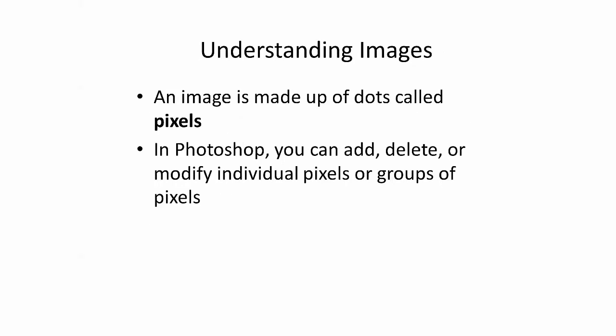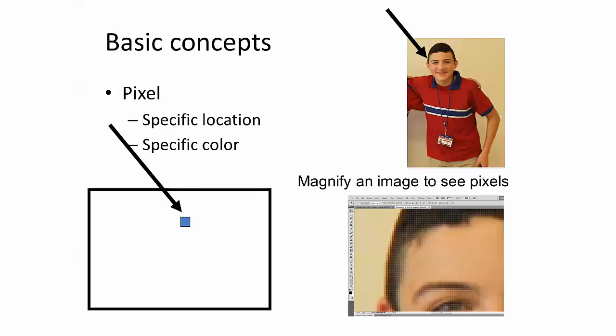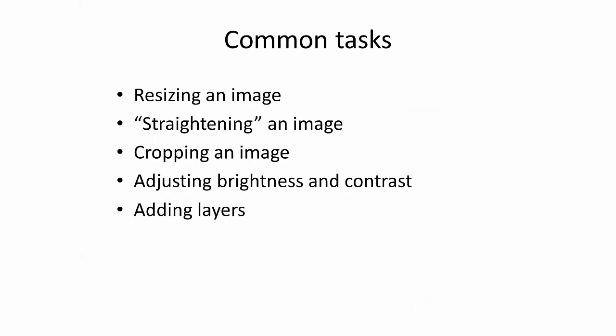Understanding images. An image is made up of dots called pixels. In Photoshop, you can add, delete, or modify individual pixels or groups of pixels. Basic concepts. Pixels. Specific location, specific color. When you zoom all the way in, you can already see the individual pixels within the picture. Common tasks. Resizing an image, straightening an image, cropping an image, adjusting brightness and contrast, and adding layers.